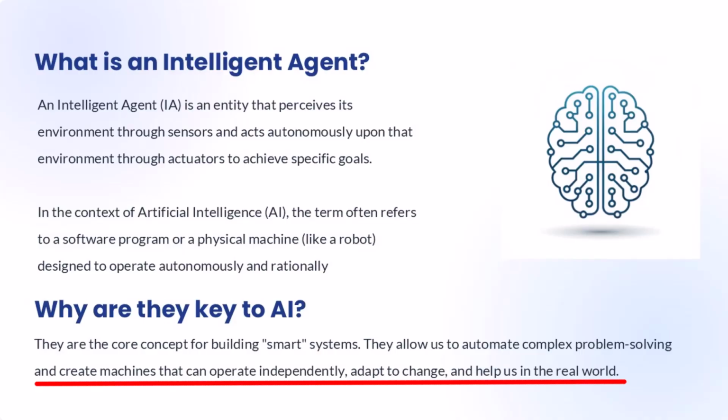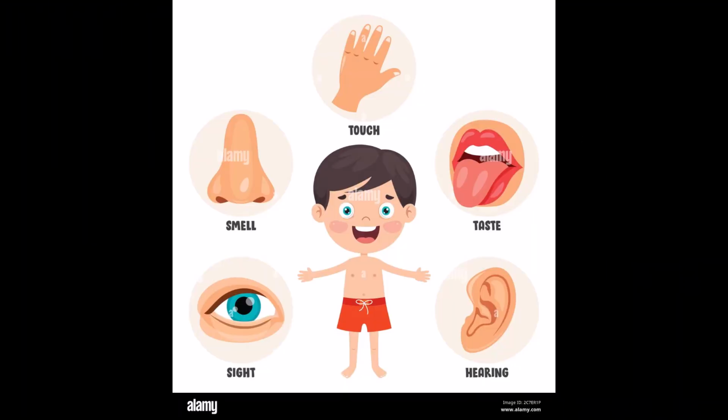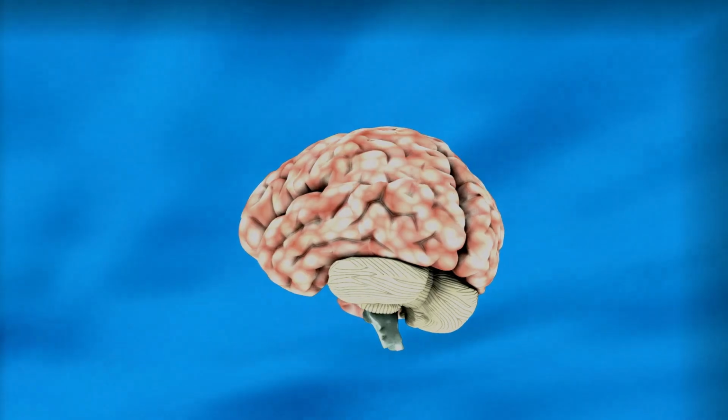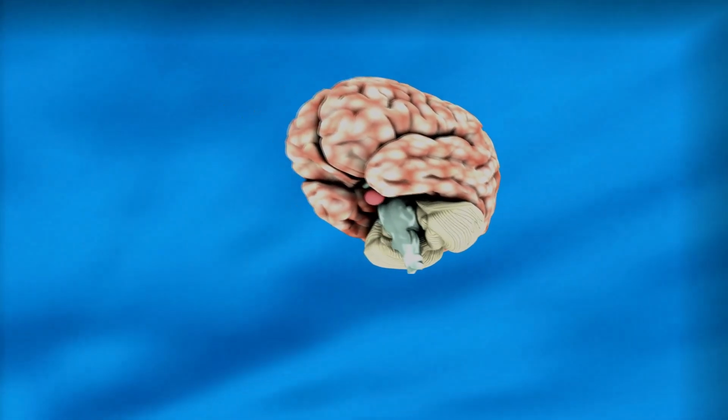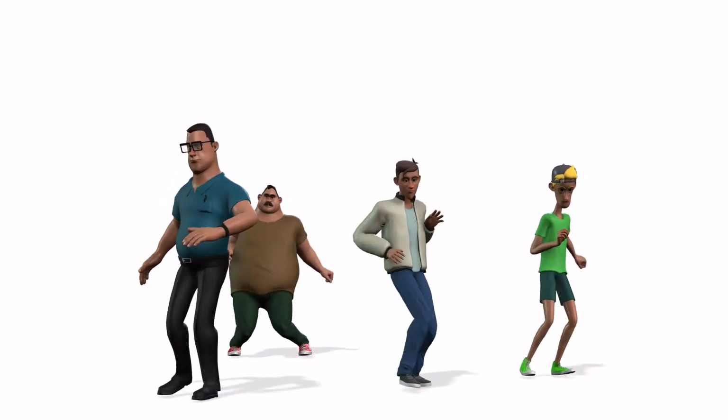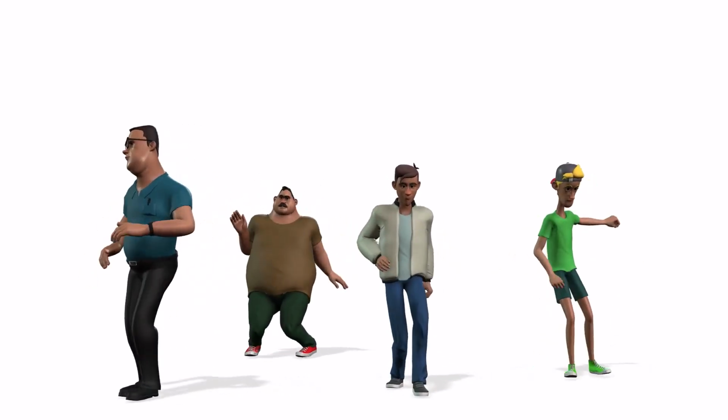Think of a human being. We are intelligent agents in our own right. Our eyes, ears, skin are our sensors for perceiving the world. Our brain processes the information, and then our hands and voices are our actuators for performing actions.